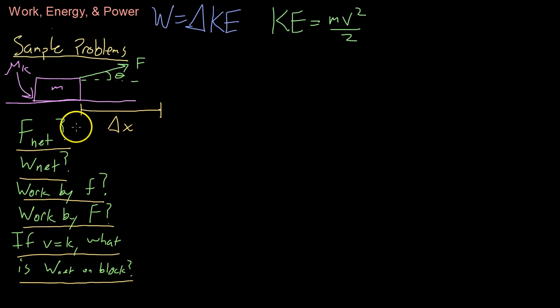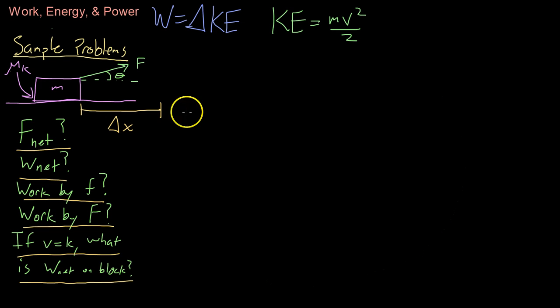So what we want to know is the net force on the block, the net work on the block, what is the work done by friction right here, and the work done by the pulling force, F. And then if the velocity is constant, that's what this v equals k means, what is the net work on the block?